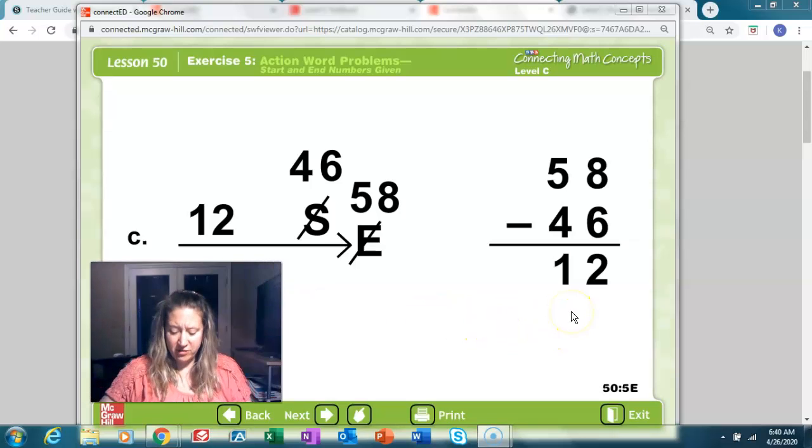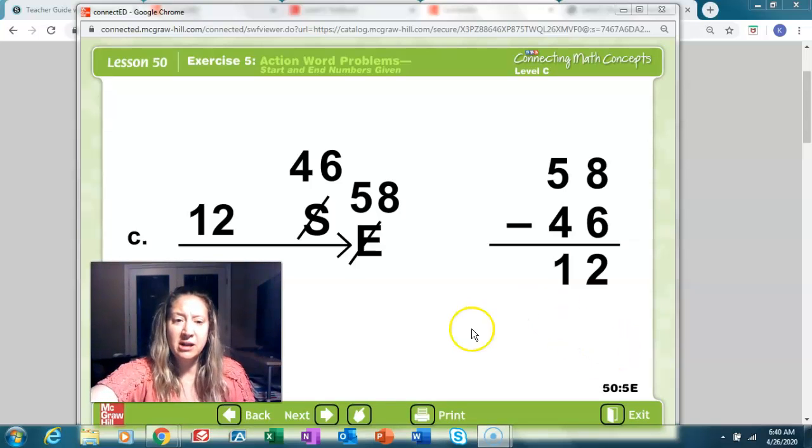Did you get 12 as your answer for C? If so, you did a great job. Good job working hard on these word problems. I know you're learning something new right now.